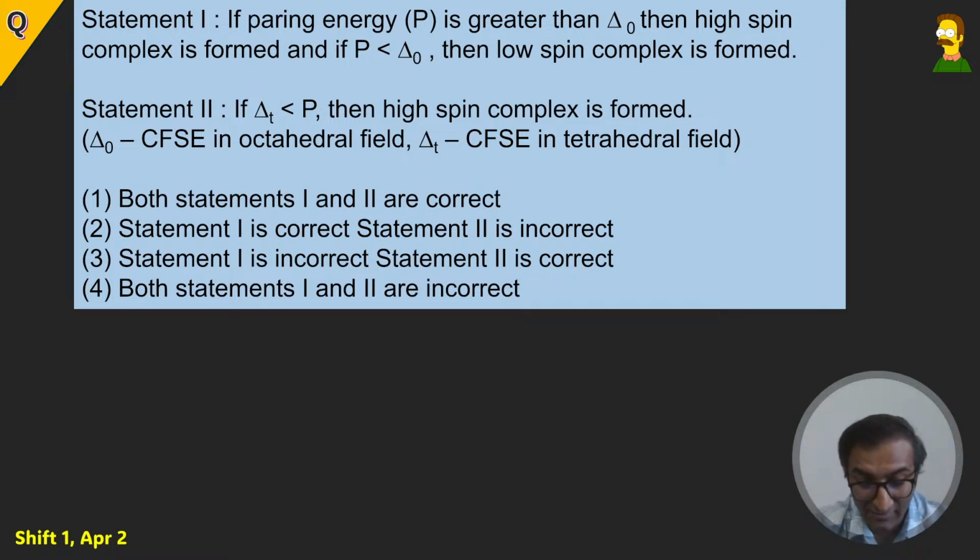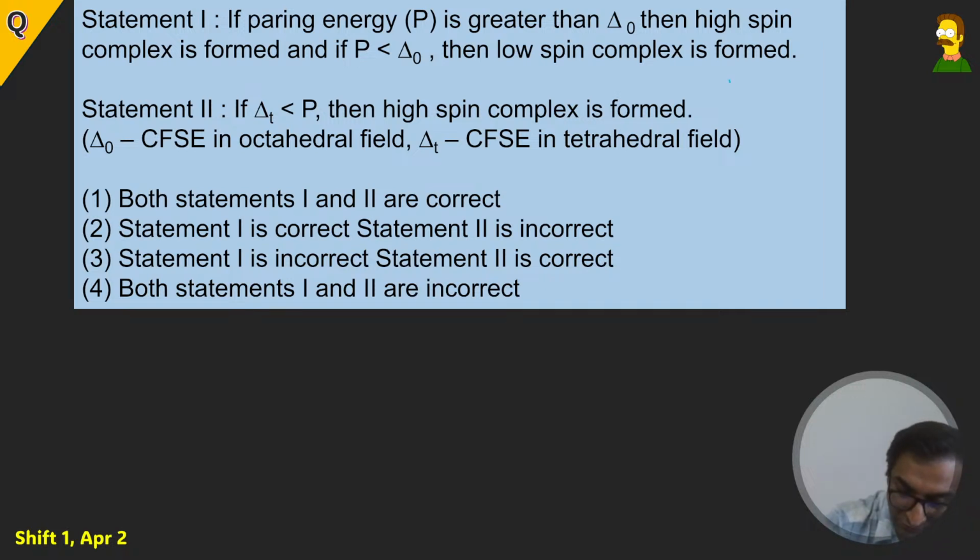तो splitting happens. अगर split हो गया, then सारे are going to not pair up, which means high spin complex है. If pairing is less than splitting energy, ये delta naught is splitting energy octahedral ना, है ना? ठीक है. अगर pairing is less than delta naught, then pairing हो जाती है. अगर pairing हो जाती है तो low spin complex.